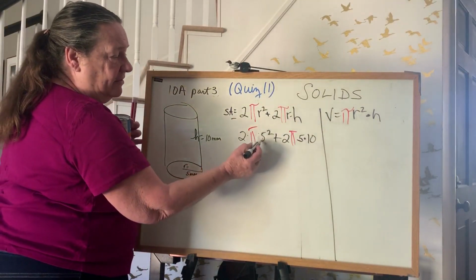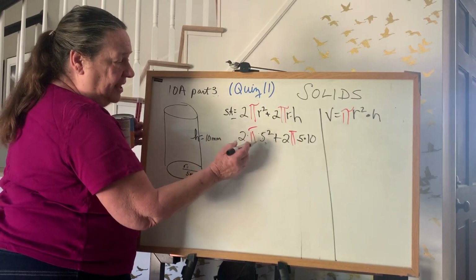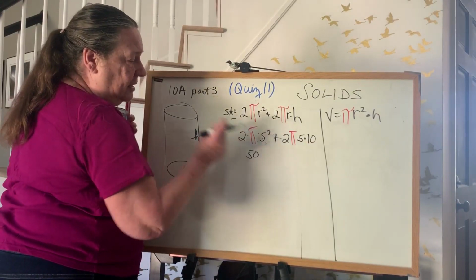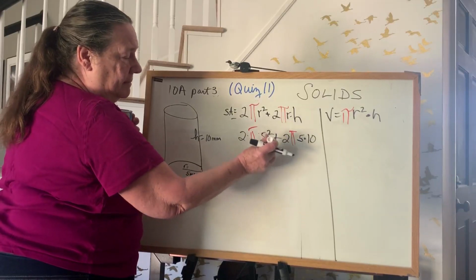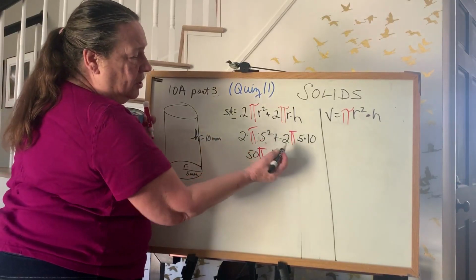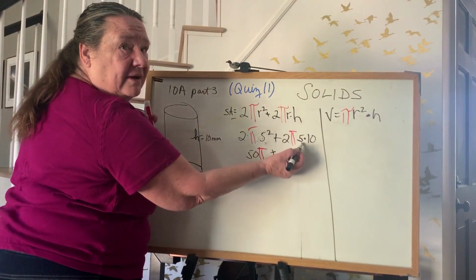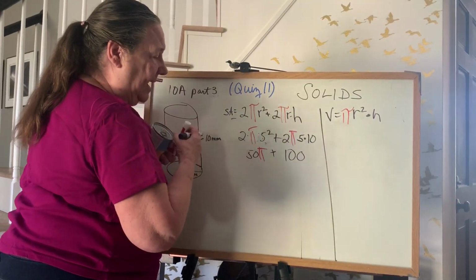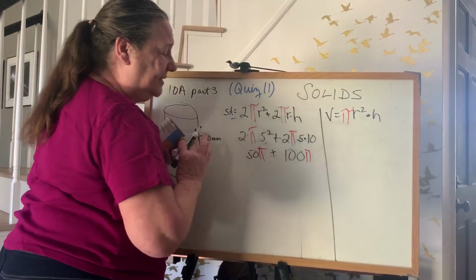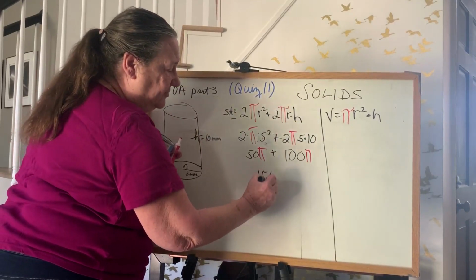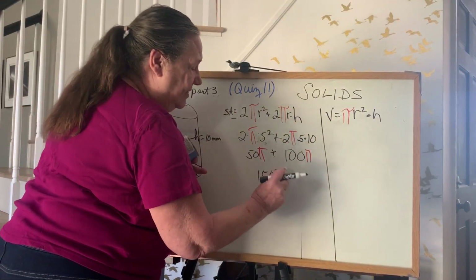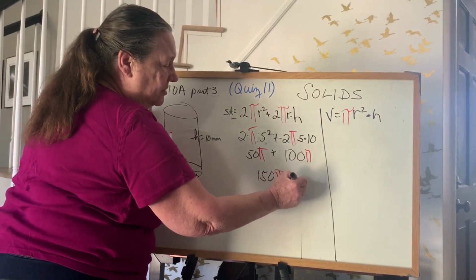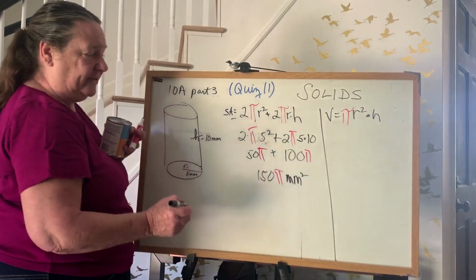So I have 25 plus 2, times 2 is 50 pi, plus 2 times 5 times 10 is 100 pi. Then I add them up, and I get 150 pi. And this is an area relationship, so that's millimeters squared.